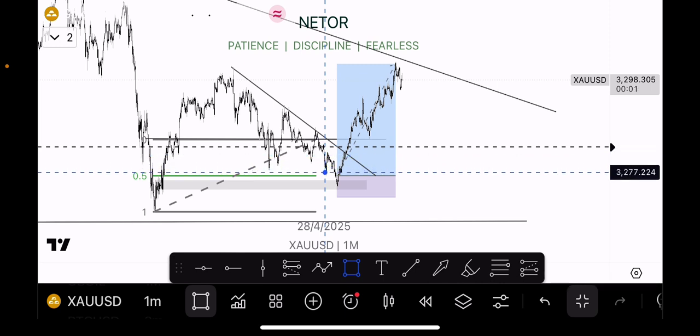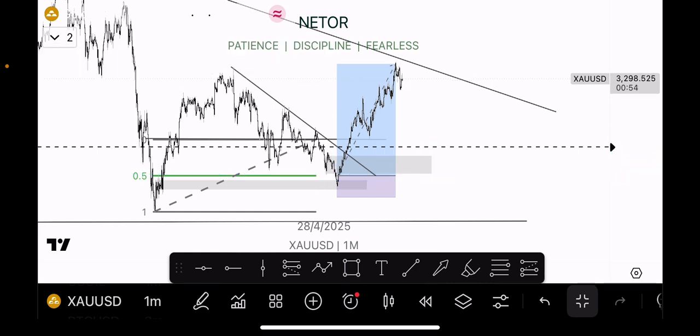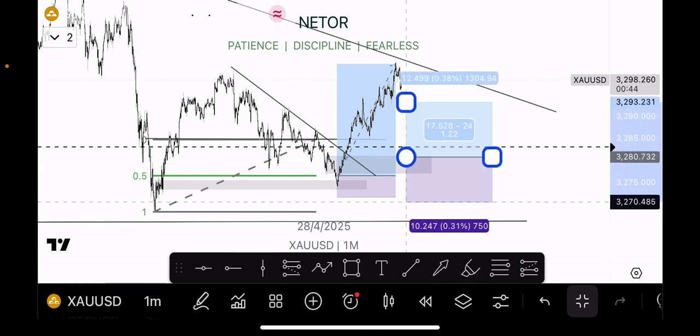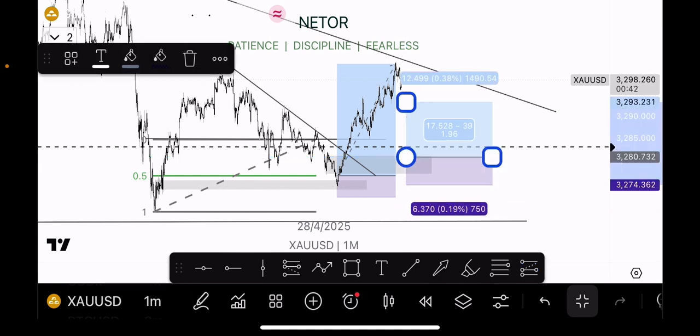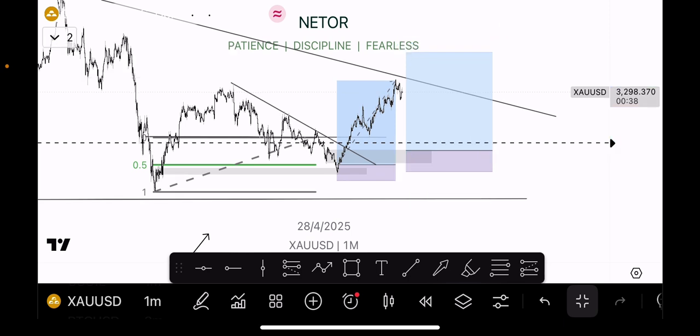I'm waiting for the price to come reclaim this order block. That's why you see my alert is where it is. So I'm waiting for the price to come to this reclaimed order block so I can buy from there and anticipate a break to the upside.